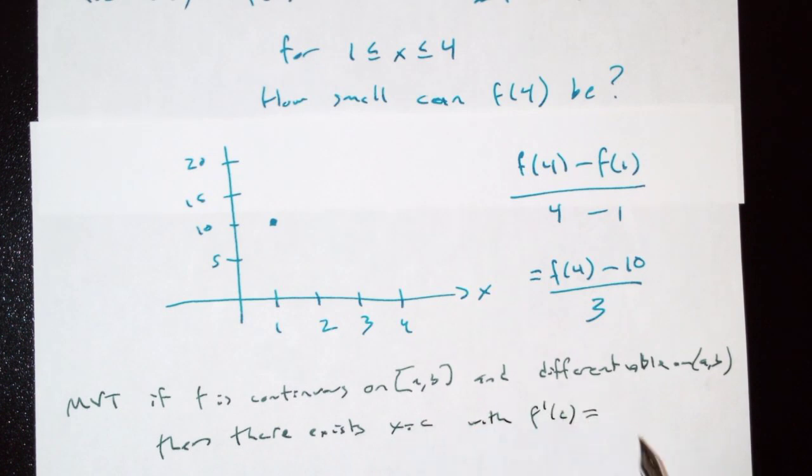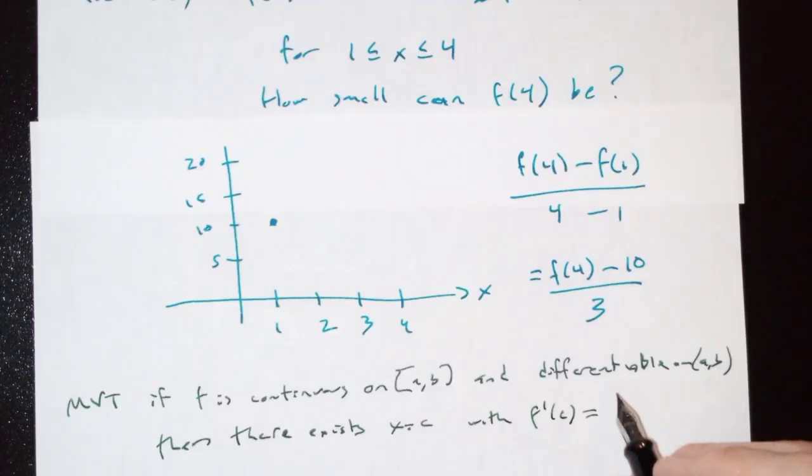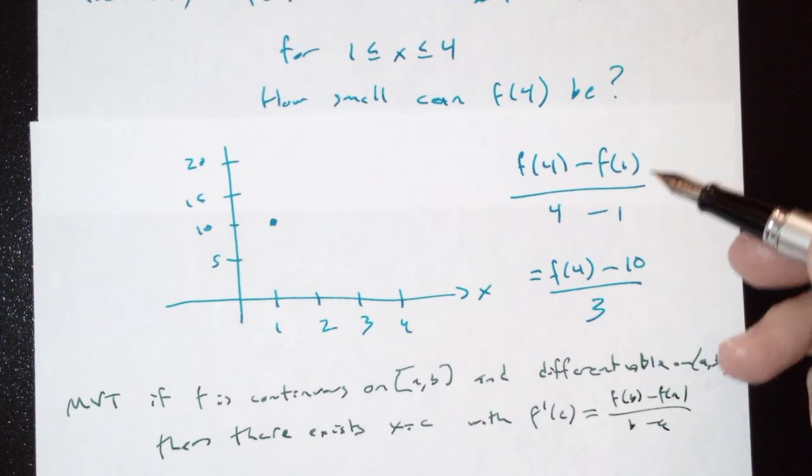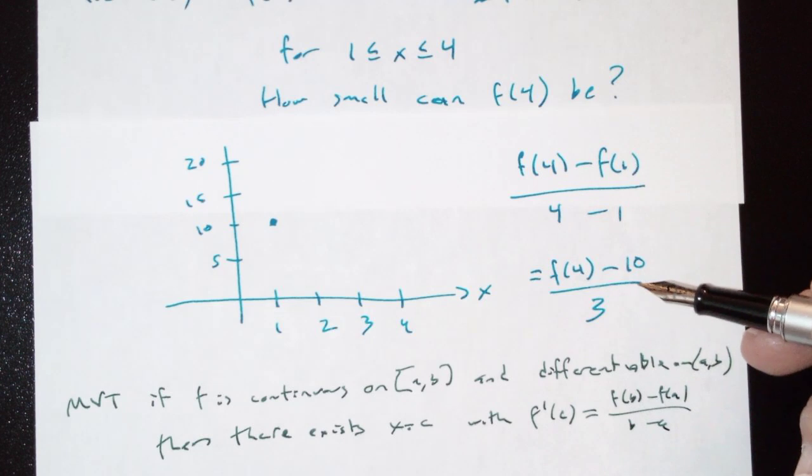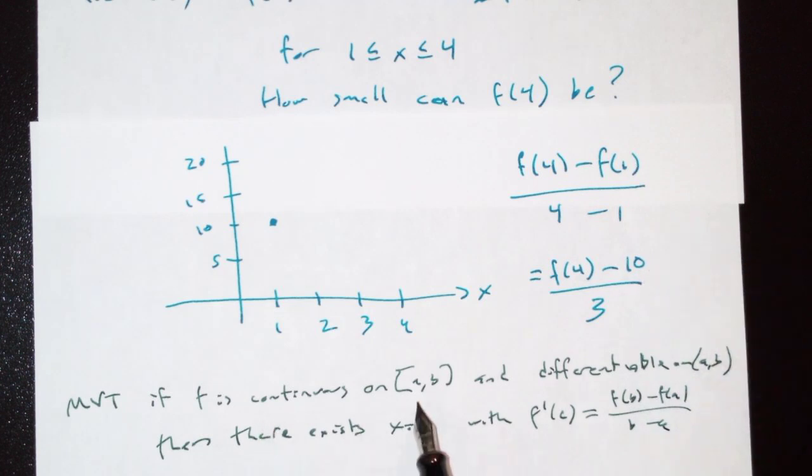F prime of c equals f of b minus f of a over b minus a. Aha, that's exactly this expression, isn't it? So I now know if I have a function that's continuous and differentiable, then I can use this idea. The derivative somewhere is equal to this average rate of change, this mean value.